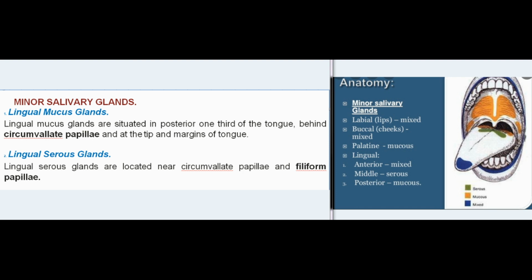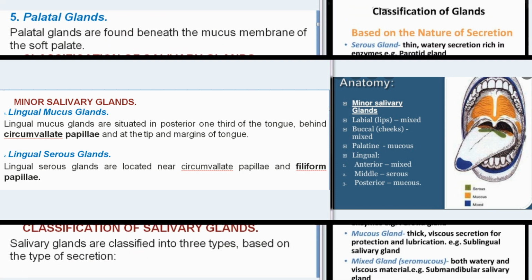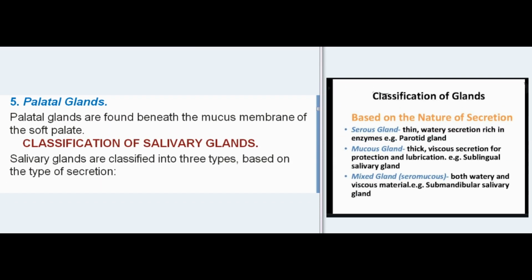Lingual serous glands are located near circumvallate papillae and filiform papillae. Buccal glands. Buccal glands or molar glands are present between the mucous membrane and buccinator muscle. 4 to 5 of these are larger and situated outside buccinator, around the terminal part of parotid duct. Labial glands. Labial glands are situated beneath the mucous membrane around the orifice of mouth. Palatal glands. Palatal glands are found beneath the mucous membrane of the soft palate.